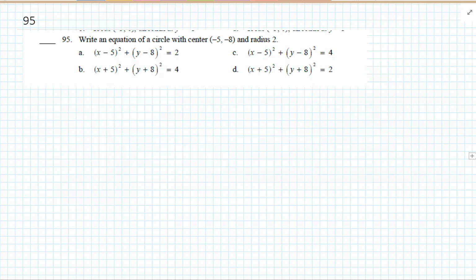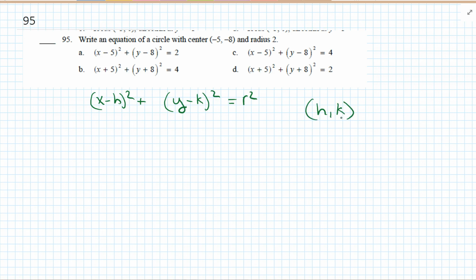Okay, 95. Write an equation of a circle with the center at negative 5, negative 8, and a radius of 2. Well, the standard equation of a circle is x minus h squared plus y minus k squared equals r squared, where h and k are the center of the circle and r is the radius. Well, they give us the center, so that's our h and k value, and they give us the radius, so that's our r value. So now it's just plug and chug.